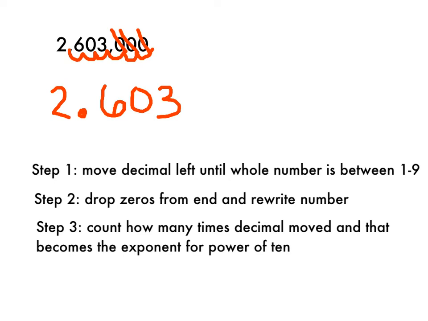For step 3, we count how many times the decimal point moved. In this case, it moved 1, 2, 3, 4, 5, 6 times. So what we do is every time a decimal moves, it's like multiplying or dividing by 10. In this case, it went to the left, which is dividing by 10. But for scientific notation, we write times 10 to the 6th power. And the 6 represents how many times your decimal point moved.